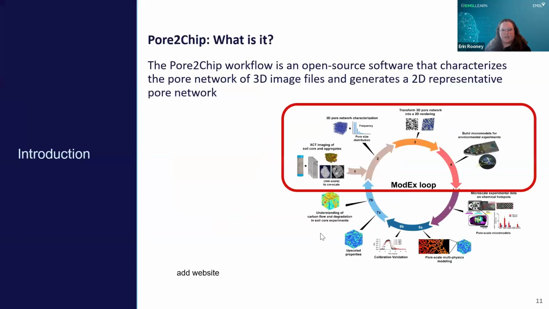And this allows us to look at the first part of this ModeEx loop. So we can use Pore2Chip to represent pore network characteristics, and from there be able to do some pore scale modeling or upscaling using that pore information. And so now I'm going to hand it over to Aramy to talk a little bit about the technical aspects about Pore2Chip. Thanks.